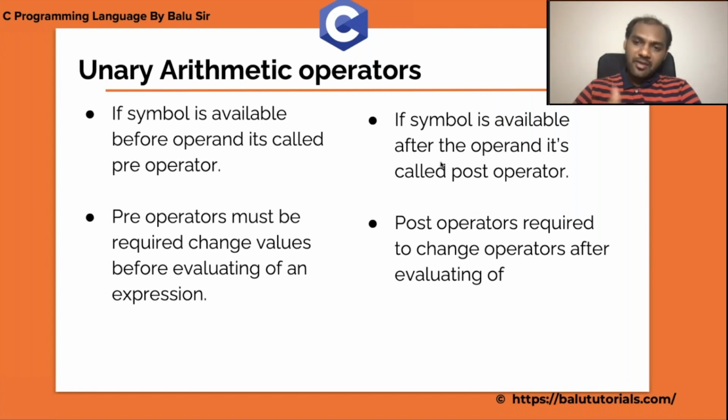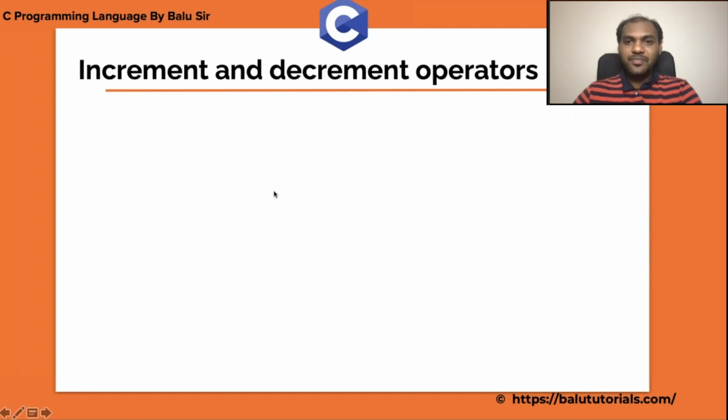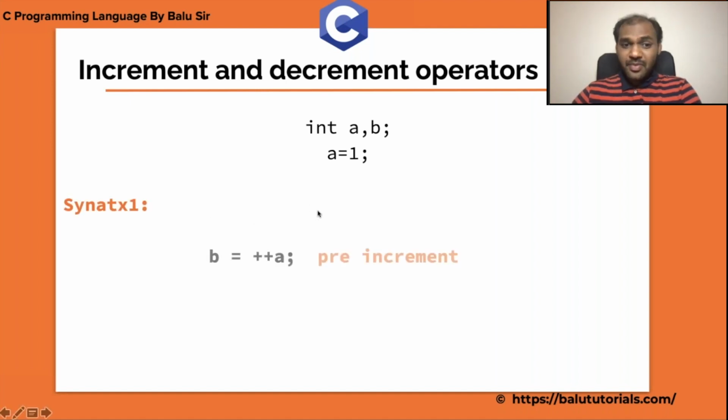Post operator means evaluate the expression, then change the value. Both are going to get differential. So let's say there are two integer variables declared, int a, b, with a equal to 1, and if you do b equals ++a, this is going to be called a pre-increment.